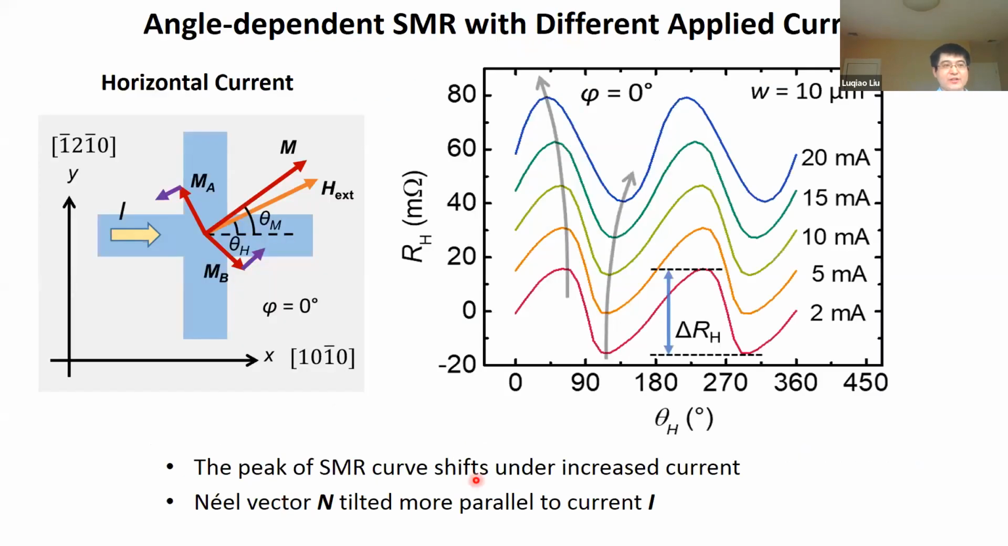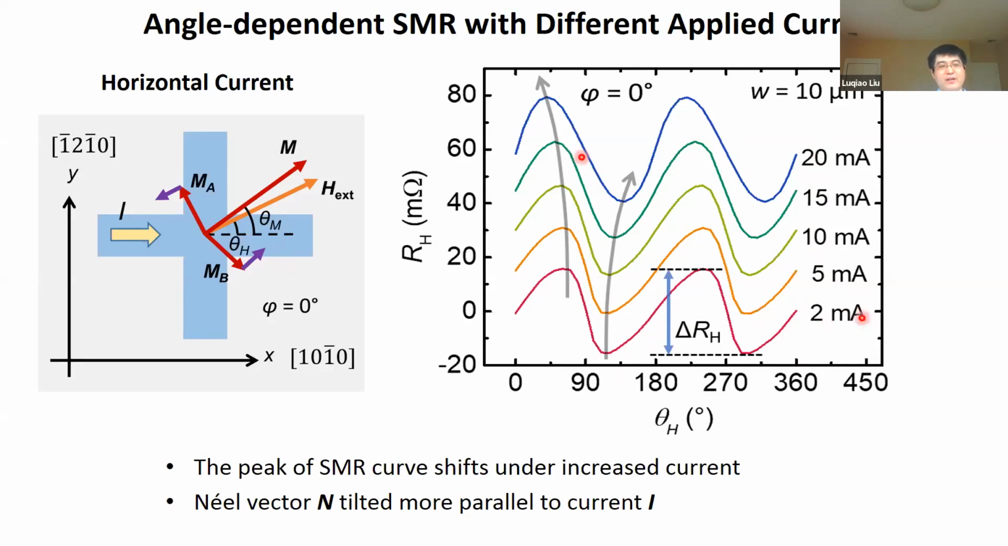Okay, so basically these are the results that we obtained from this current-induced tilting experiment. We first applied the current horizontally in the film plane, and then we rotated the external field from 0 degrees to 360 degrees and got the SMR signal. So we know that each corresponding point on the SMR curve corresponds to a certain magnetic moment angle. And then when we varied the current from 2 milliampere to 20 milliampere, we found that the spin-Hall magnetoresistance curve's shape does change.